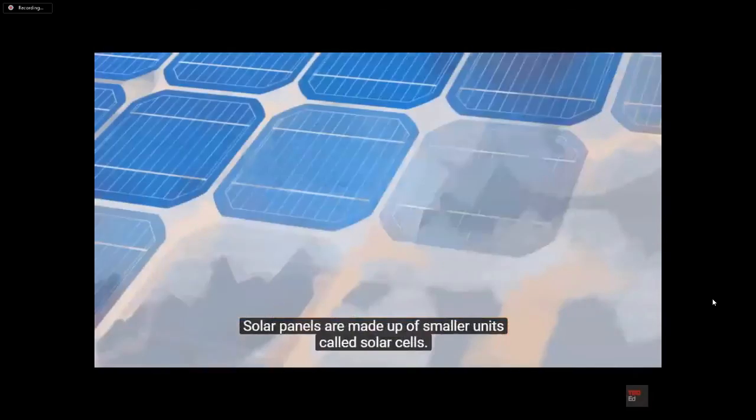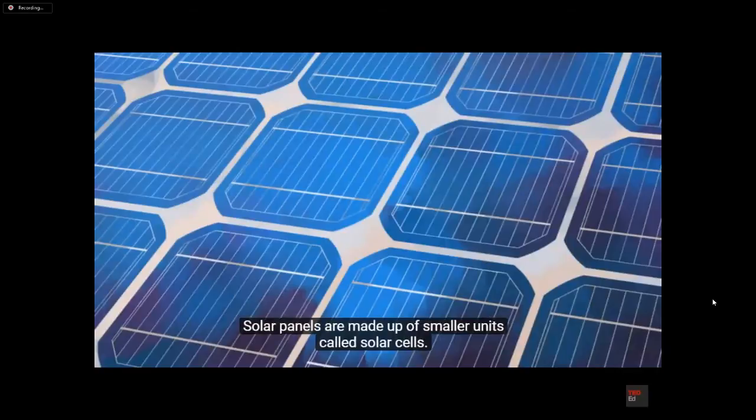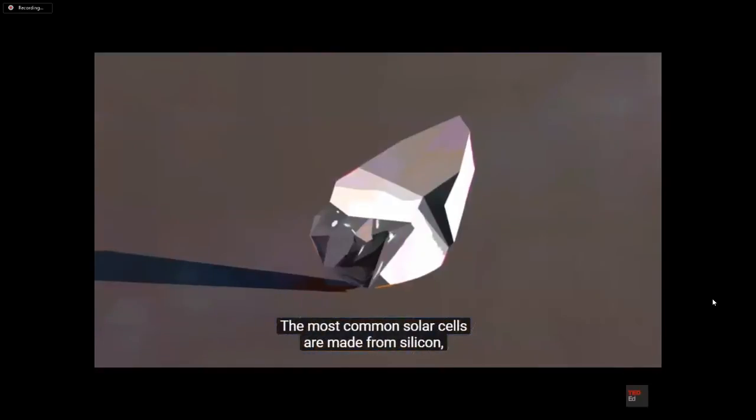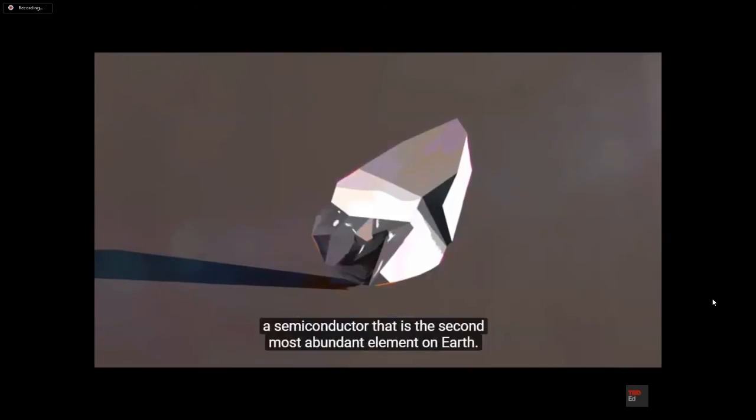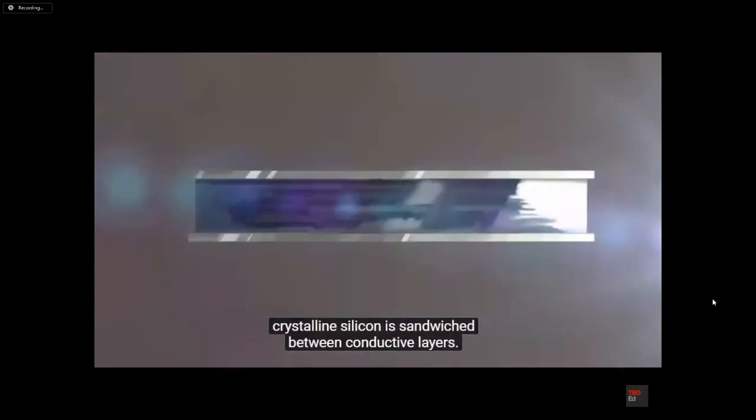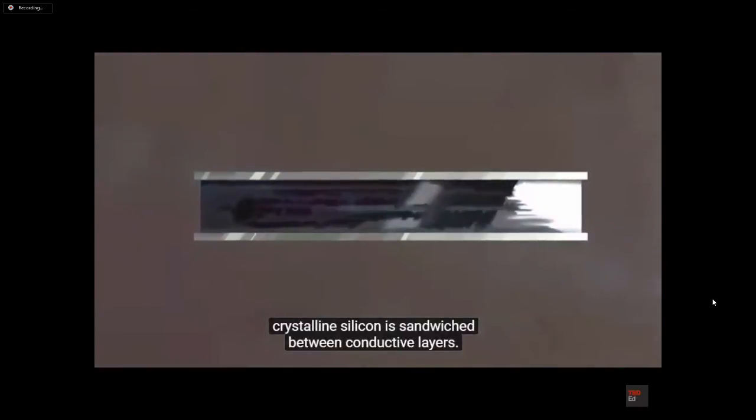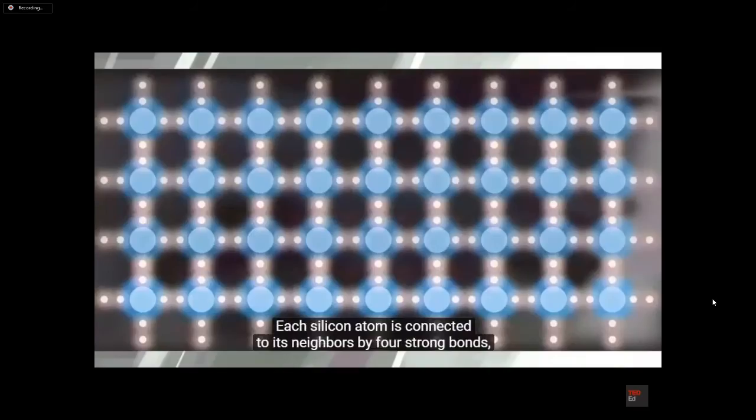Solar panels are made up of smaller units called solar cells. The most common solar cells are made from silicon, a semiconductor that is the second most abundant element on Earth. In a solar cell, crystalline silicon is sandwiched between conductive layers. Each silicon atom is connected to its neighbors by 4 strong bonds, which keep the electrons in place, so no current can flow. Here's the key.